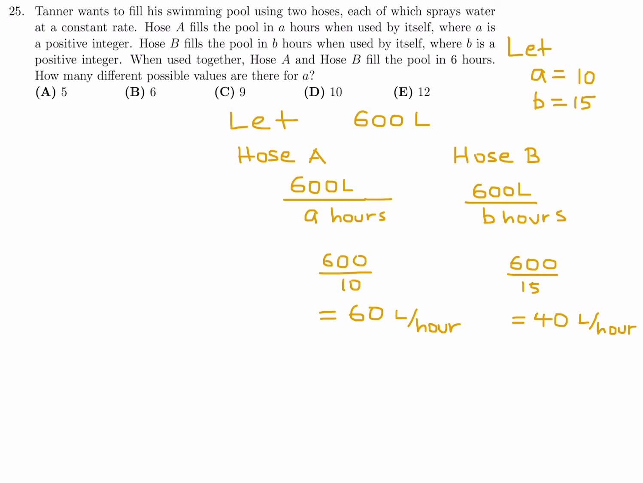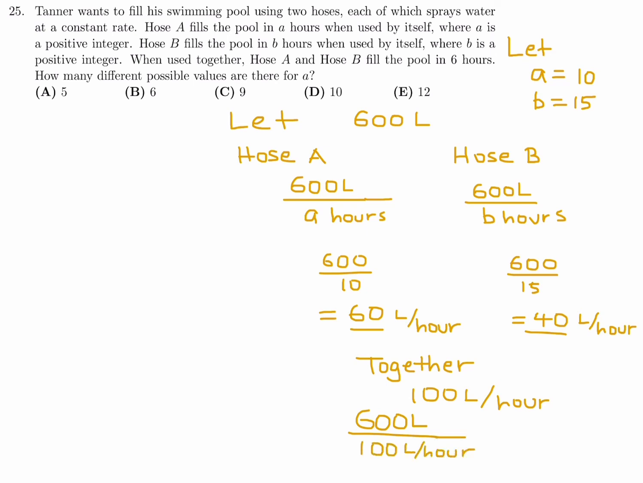So now you have to understand that they are using both of these hoses at the same time. So hose A contributes 60 liters of water per hour, and hose B would contribute 40 liters of water per hour. So when used together, they would contribute 60 plus 40, which is 100 liters of water per hour. And if you take the pool, which is 600 liters, and divide by 100 liters per hour, you will get 6 hours as the time that it takes to fill this pool.